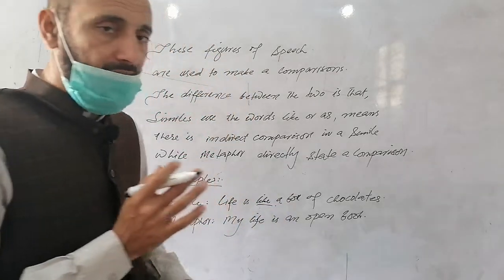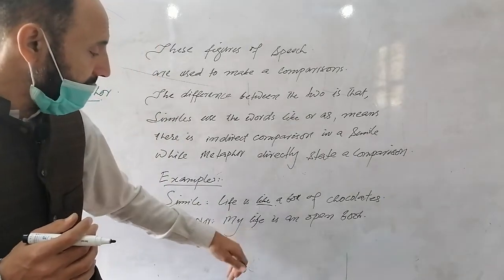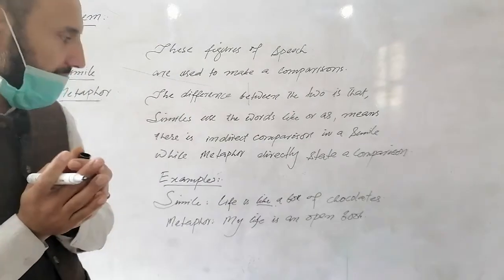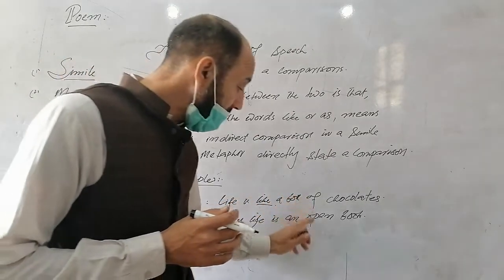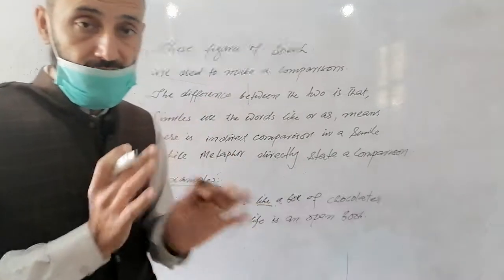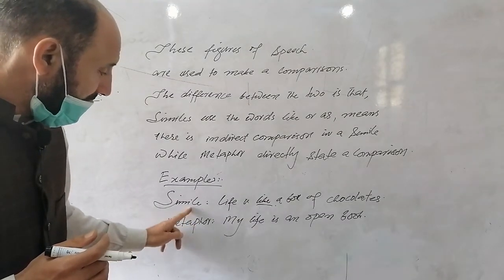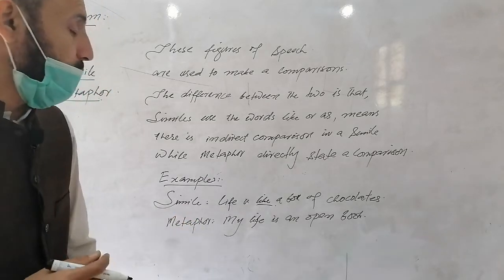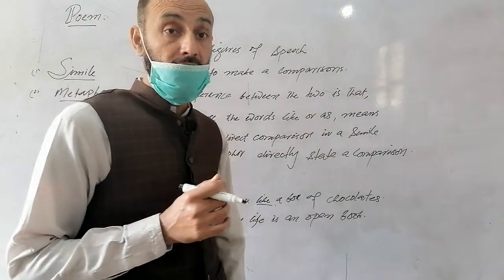When we compare things without introducing the word like or as, we use a metaphor. Whereas when we introduce the word like or as, we are using a simile. The basic difference between the two is that one is an indirect comparison and the other is a direct comparison. One thing: we have a simple comparison as well.